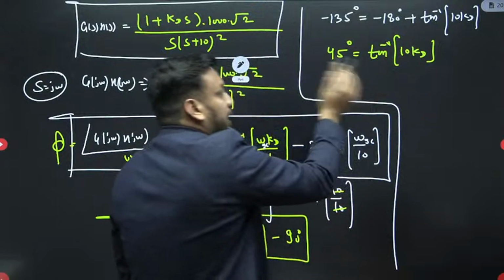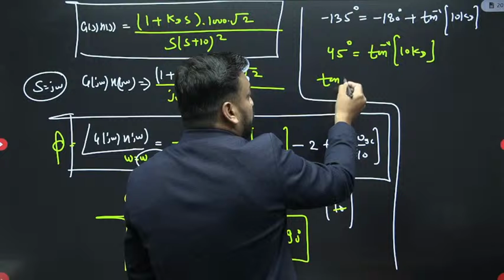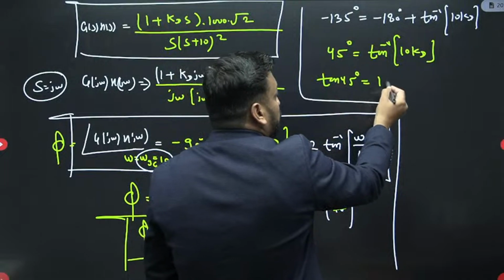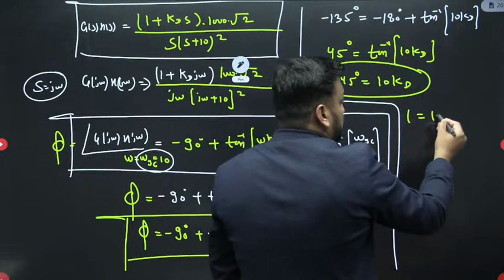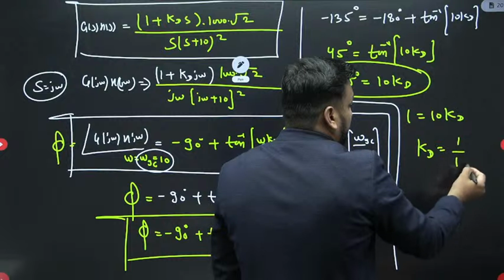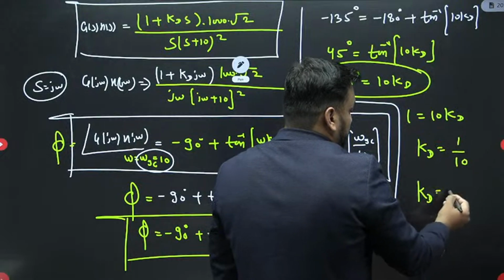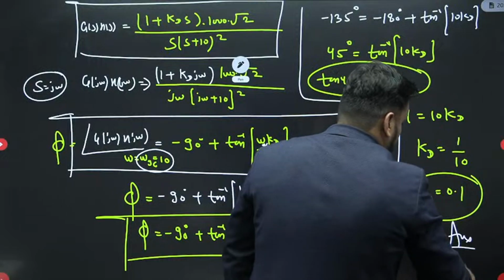So when you take tan on both sides, or when you shift this tan inverse to this side, it will become tan 45, and tan 45 is equal to tan kd. So tan 45 is 1 only. So 1 is equal to tan kd. So finally the kd value is nothing but 1 by tan, and kd is nothing but 0.1. So 0.1 is the final answer for this question.